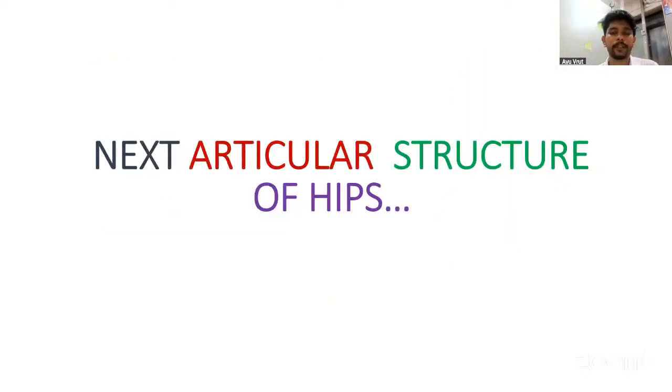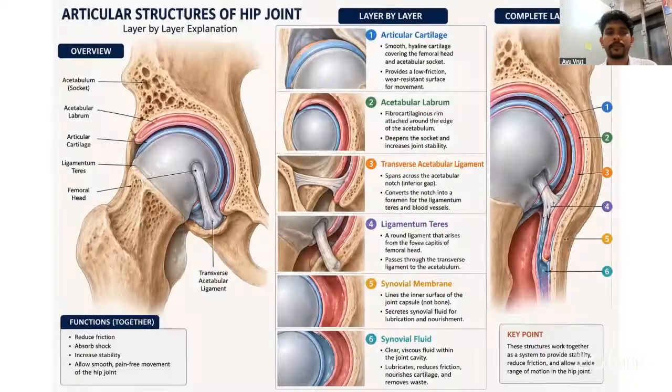So moving on to the next important thing we need to know in the OPD is articular structure of hips. What are these articular structures? As we can see in this image, can you appreciate layer by layer? All joints are made up of bones. If there are only 2 bones, there will be a good amount of friction. To avoid friction, I would like you to appreciate, at the last of this slide, the left hand side corner, where the functions are written. Why are these articular structures important? It reduces the friction, it absorbs the shock, increases the stability and allows smooth pain-free movement.